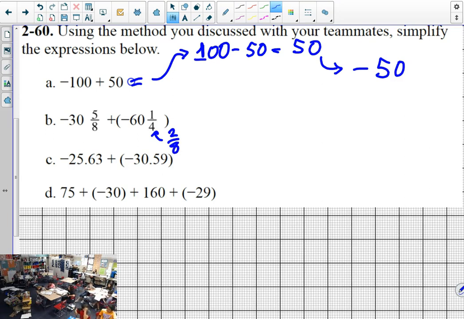I want you guys to start thinking about something. Are we fighting or are we merging? Merging. Fighting would happen between good and evil, right? Merging will happen if good meets up with good or bad meets up with bad. So here we're merging the bad guys together. We make a bigger bad guy, and what do we make? Negative 90 and 7/8. Please be careful that you remember to say the negative with that.